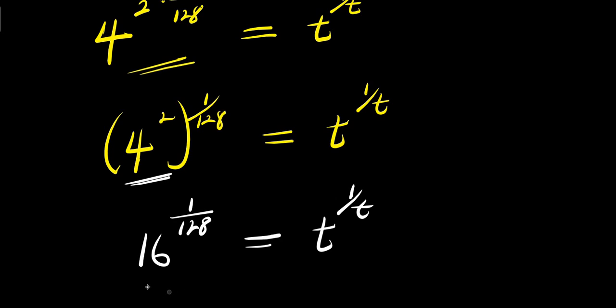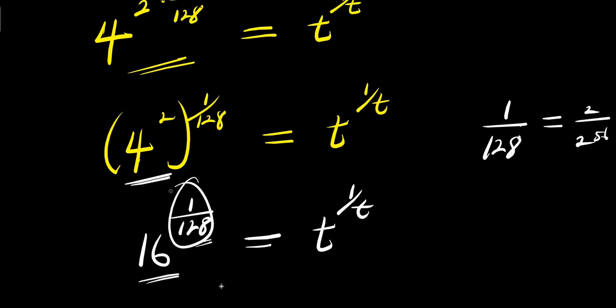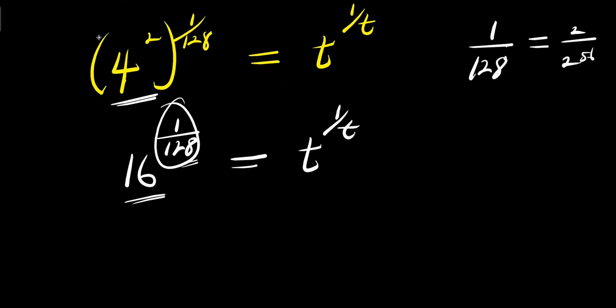Now, here we also have this different from this, so we consider this identity again. If you have 1 over 128, this equals 2 over 256. So we replace it here. We simply have 16 power 2 over 256, and this equals t power 1 over t.